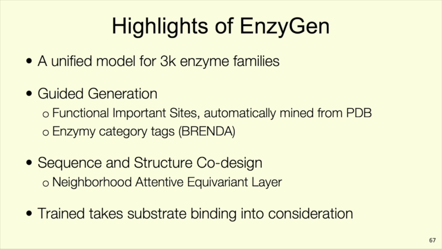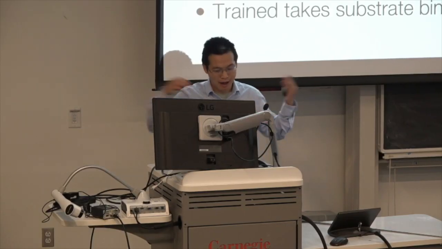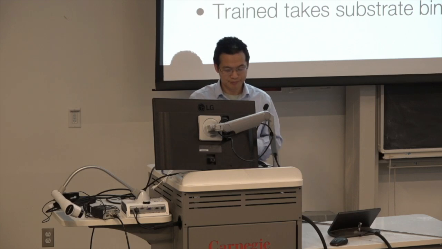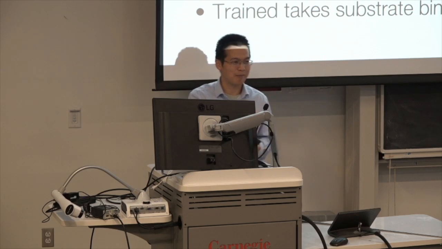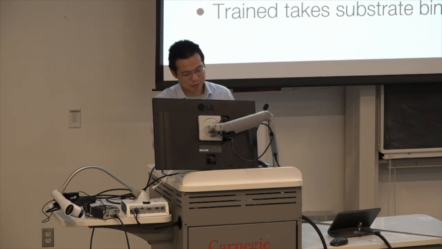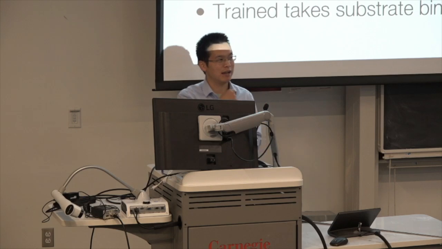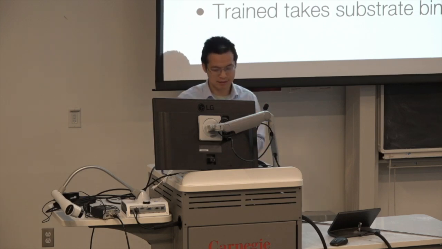We have functionally important sites that are automatically mined from the database. We have enzyme category tags to tell the function of the protein. And by combining the sequence and the structure all together, we can design better proteins, because function and structure are strongly correlated. And we also take the substrate binding into account at training time. We didn't use the substrate at inference time, although we can add that as well.